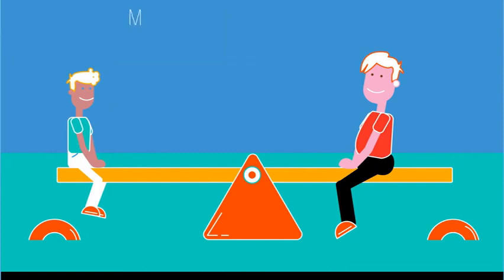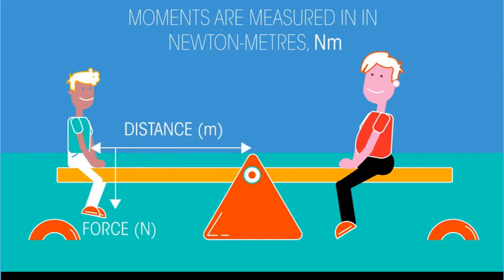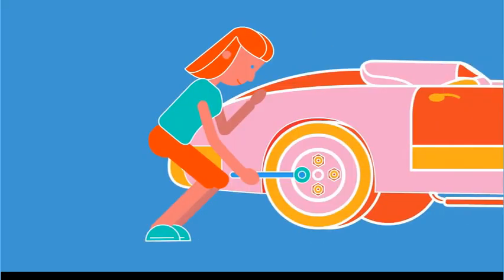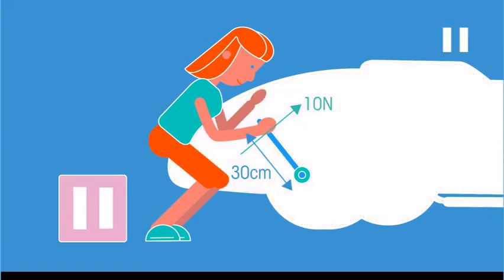Did you notice that moments are measured in Newton meters, Nm, because force is measured in newtons, N, and distance in meters? Note that the distance must be the perpendicular distance from the pivot to the force. Here's another example. Can you work out what moment the woman is applying to tighten the wheel nut? Pause the video and work it out. So you can also just do the calculation. It's a very simple calculation.